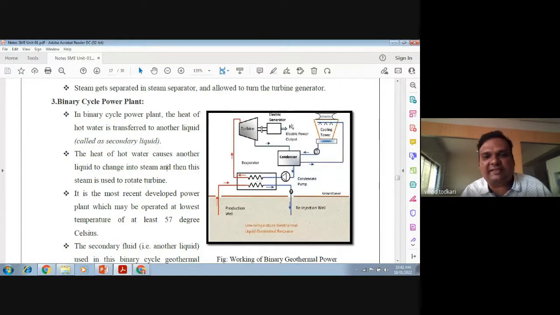Now see, only difference is that here, this coolant is nothing but water. Here steam is pumped and it gets converted into water. And here, instead of water, in this secondary cycle, we use a liquid which is having low boiling point.